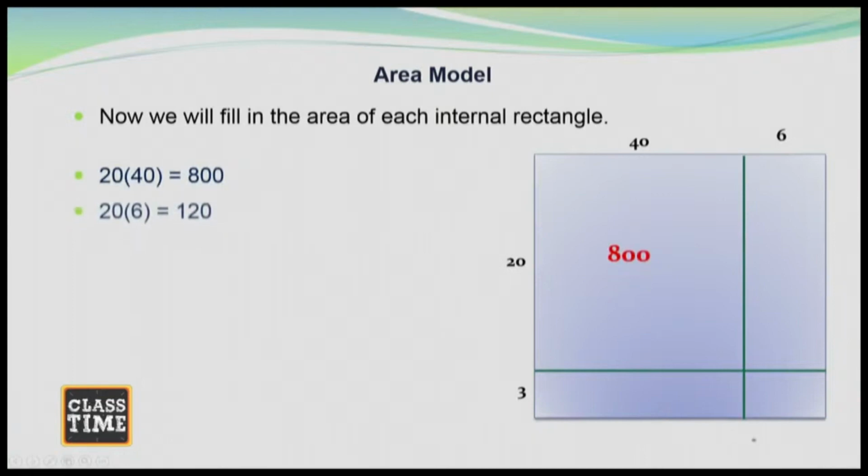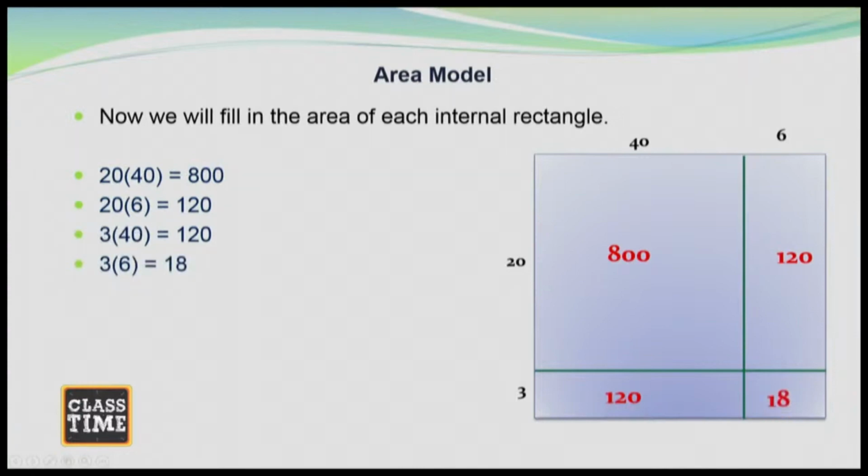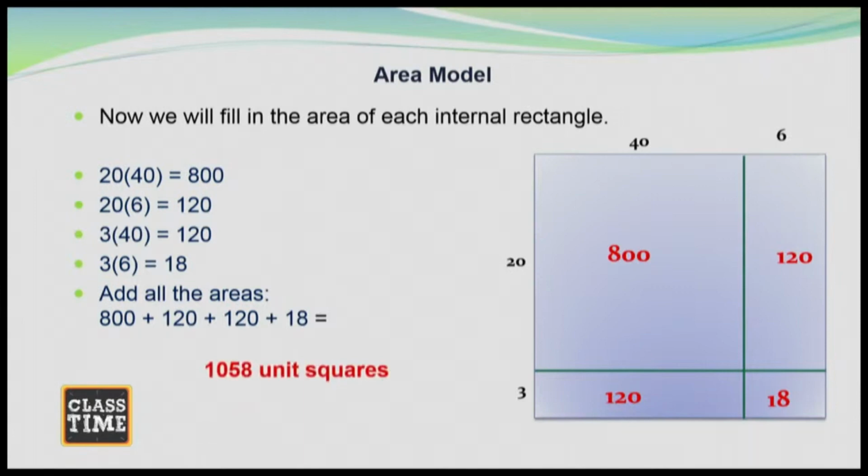It's 20 units times the 40, which would give us 800. The 20 units times the 6 would give us 120. The 3 units times the 40 would give us 120. And the 3 units times the 6 would give us 18. And of course, we would add all the areas and we would get that grand total of 1,058 unit squares.